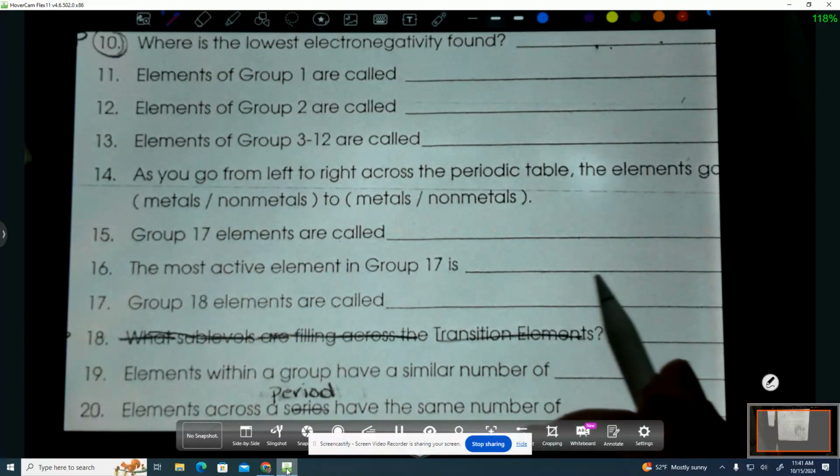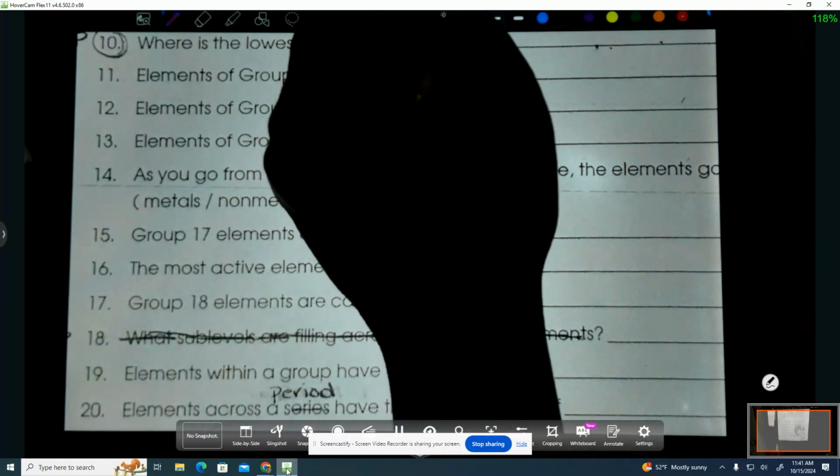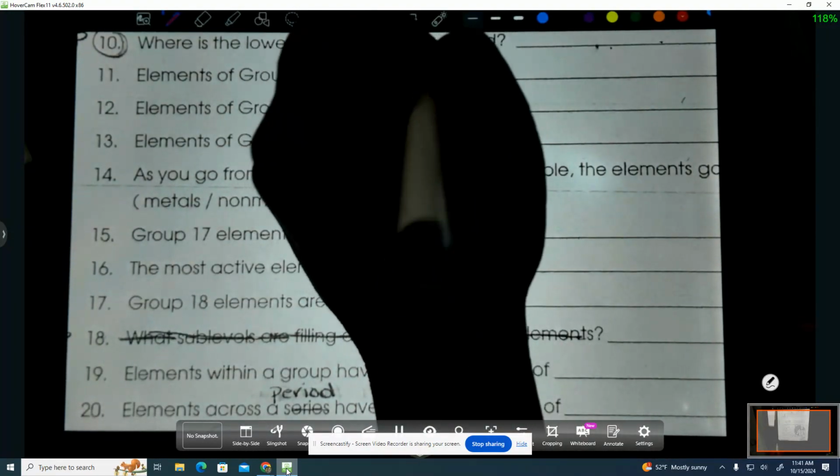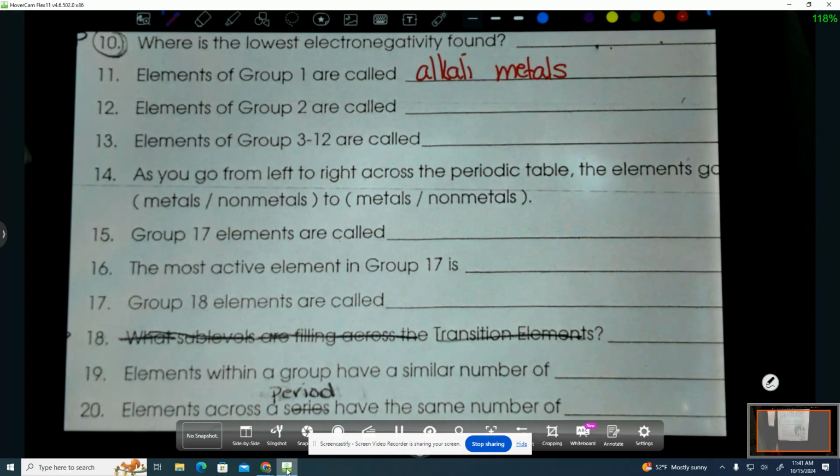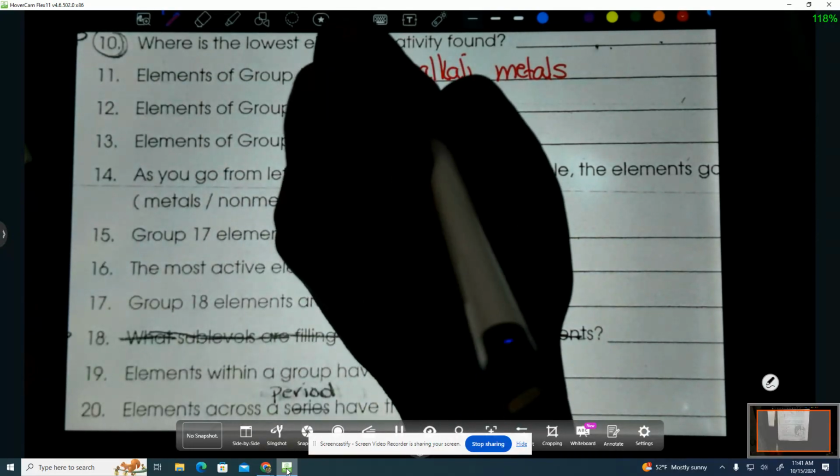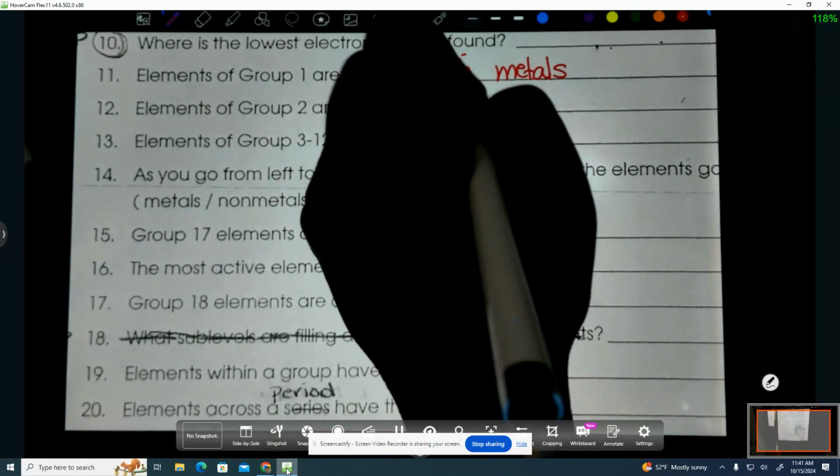Number 11. What are group 1 called? Alkali metals. They are highly reactive. They're the most reactive on the periodic table. You will never walk down the street and find one laying on the ground. It will always be part of a compound. Group 2 are called the alkali earth metals.